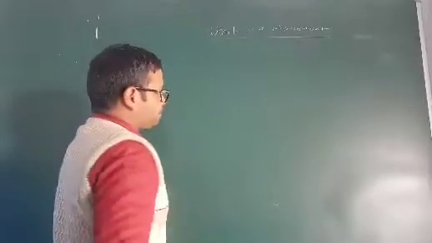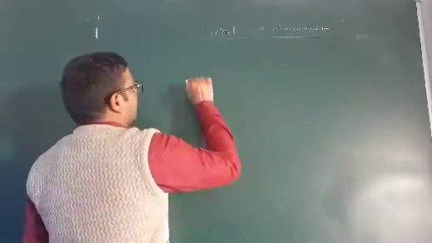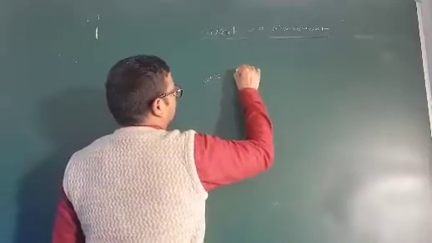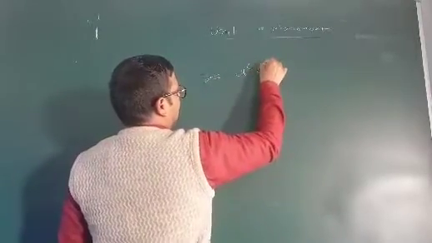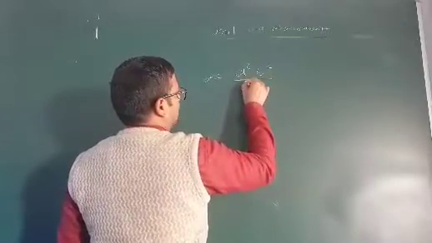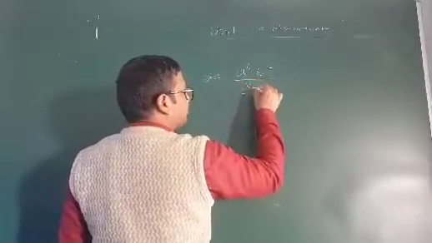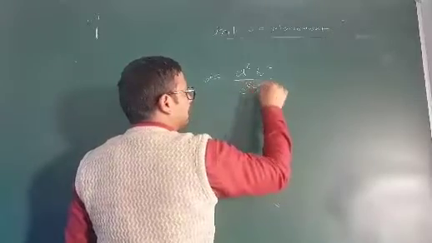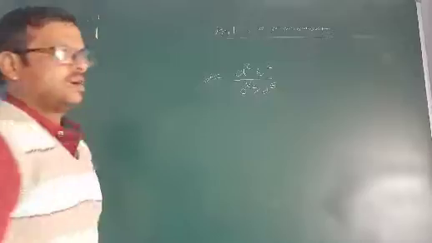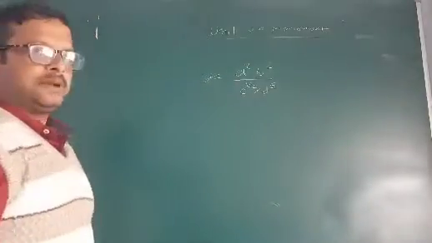Suppose that we have one equation: y equals a squared, b to the power 2, upon c to the power 1 by 2, into d to the power 5. Okay students, this is a very simple question.